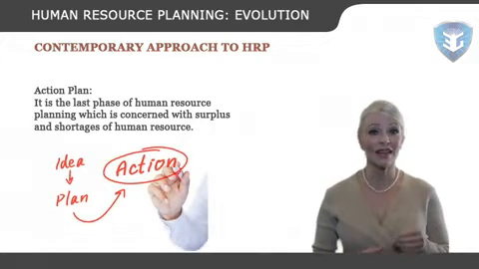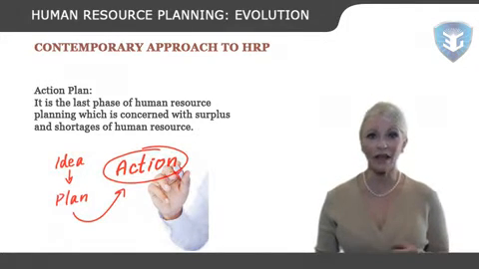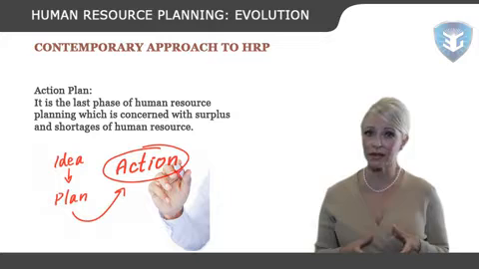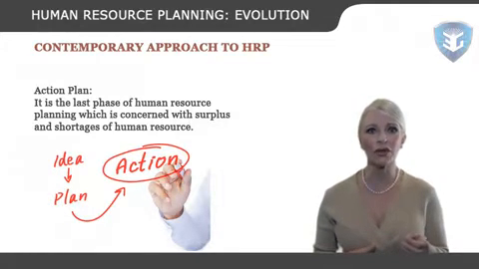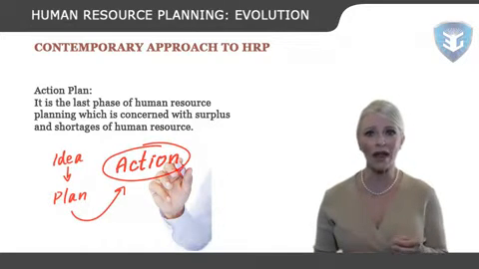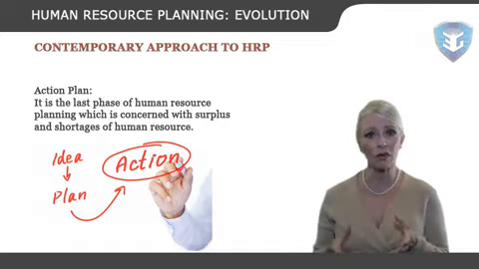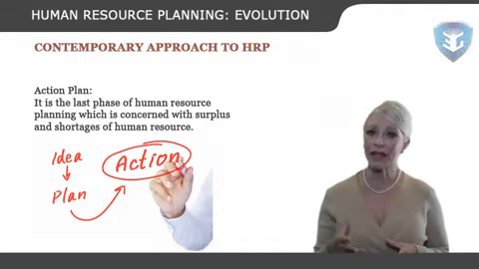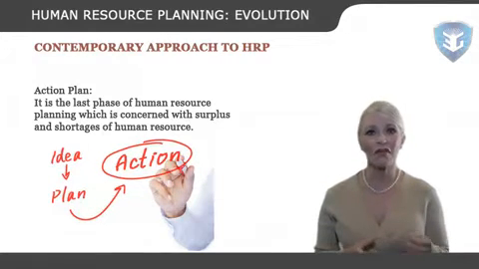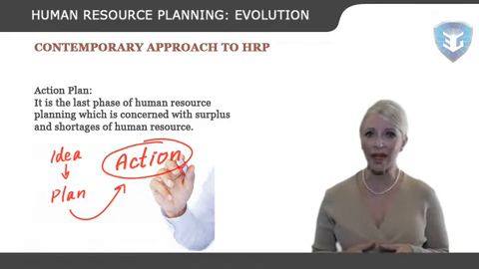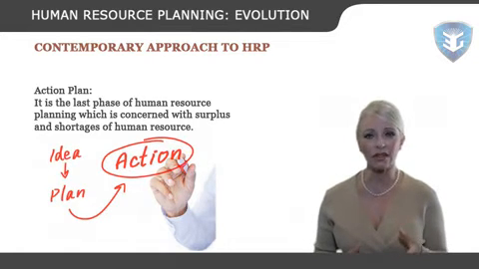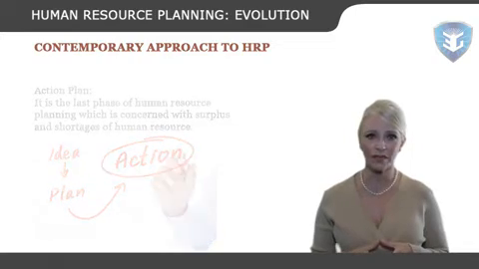Action plan. It is the last phase of human resource planning, which is concerned with surplus and shortages of human resource. Under it, the HR plan is executed through the designation of different HR activities. The major activities which are required to execute the HR plan are recruitment, selection, placement, training and development, socialization, etc. Finally, this step is followed by control and evaluation of performance of HR to check whether the HR planning matches the HR objectives and policies.